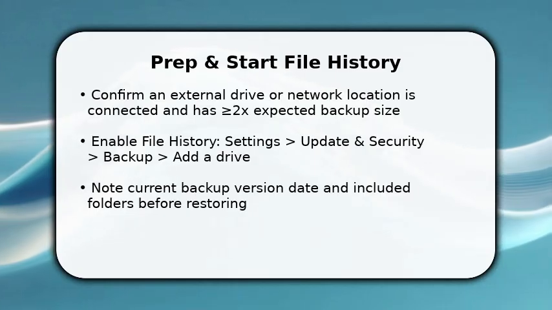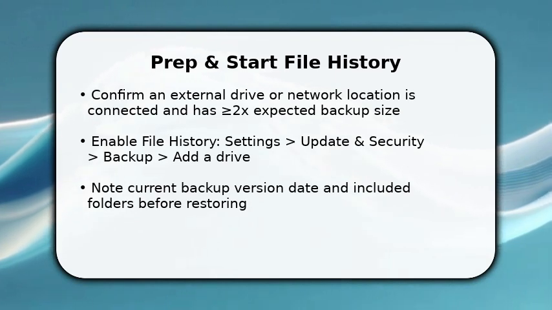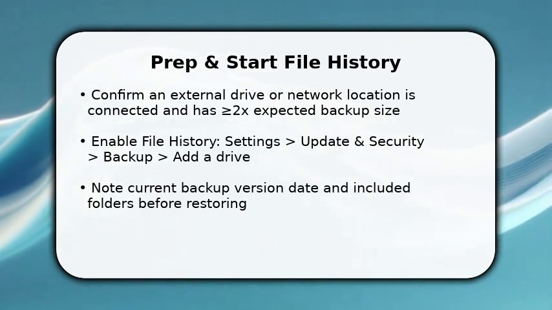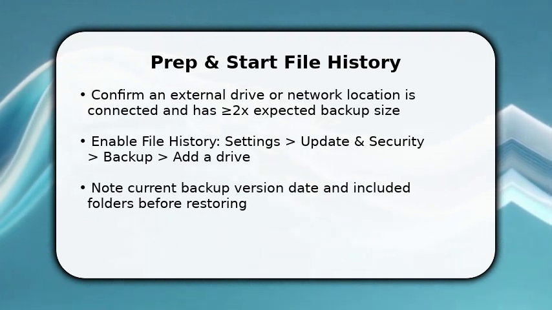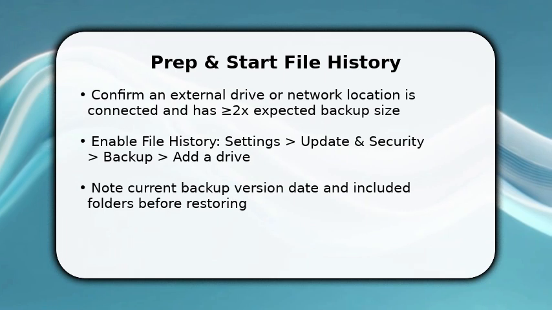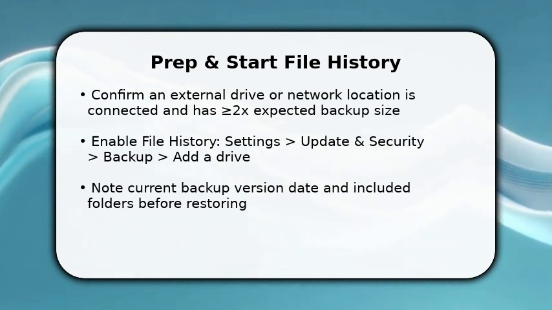You're starting now? Plug in the external drive or confirm the network share and ensure it has at least twice the space you expect to restore. Open Settings, go to Update and Security, then Backup. Choose Add a Drive and enable File History.